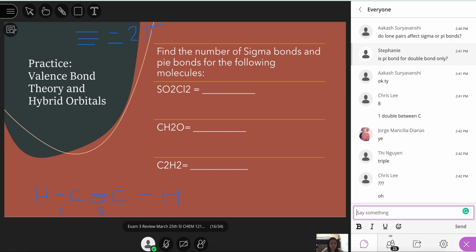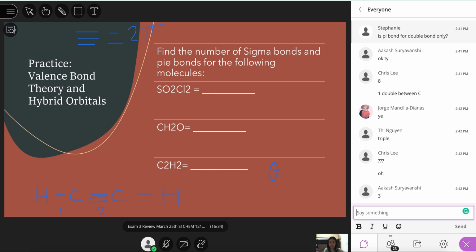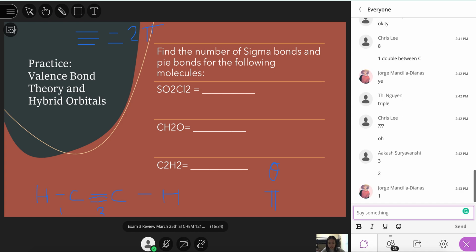So how many sigma bonds do we have from this? Does anyone know? How many sigma bonds do we have? 3, okay. Does anyone else agree with that? Or disagree? And Kosh said 3. Does anyone have any other answers? Or what about pi bonds too? 2. Okay.